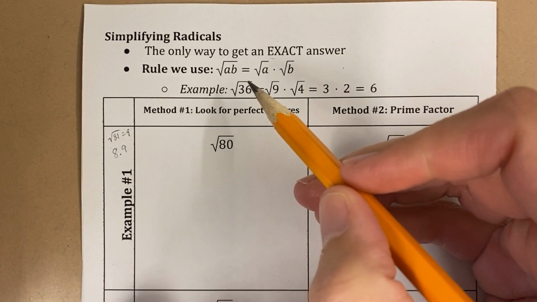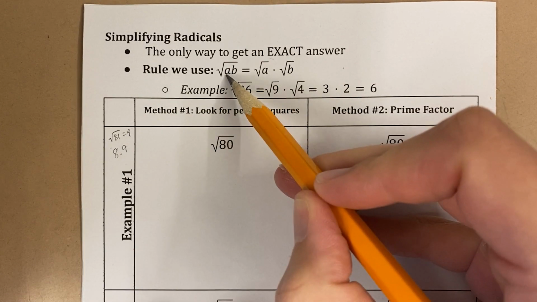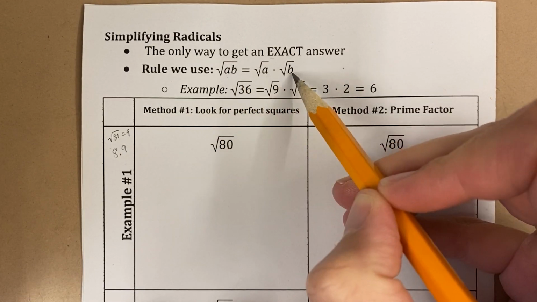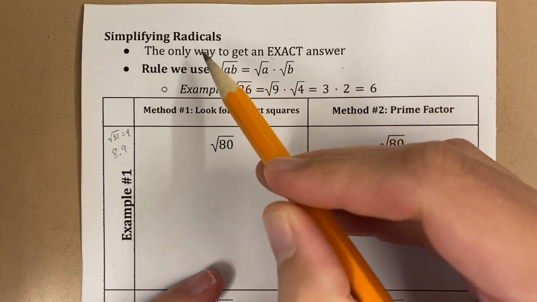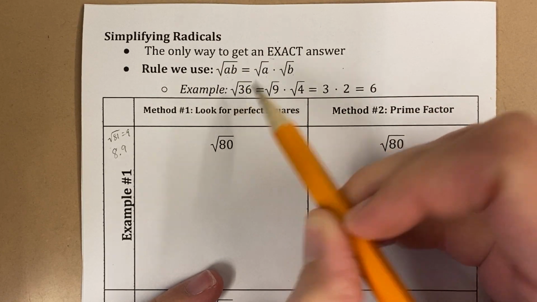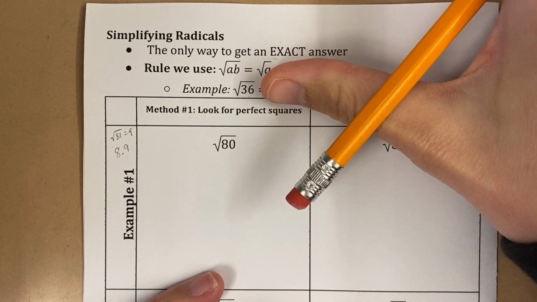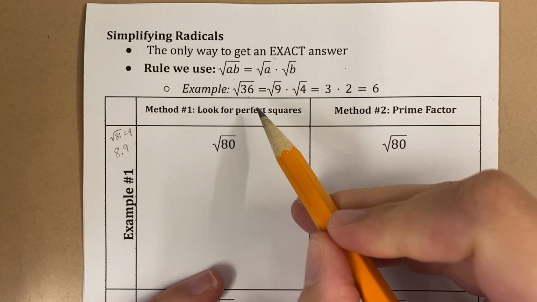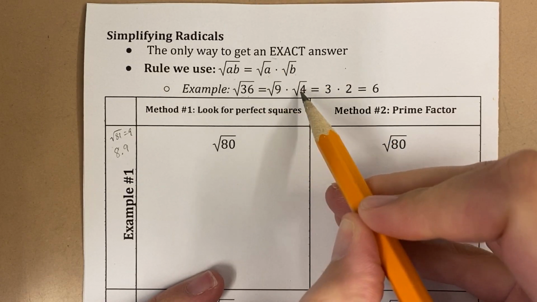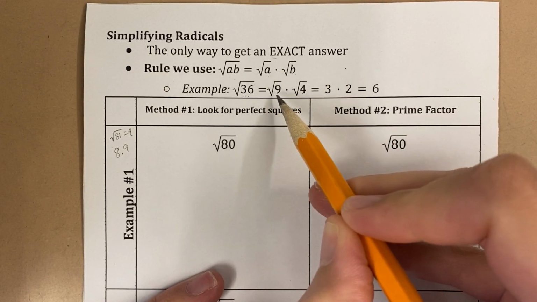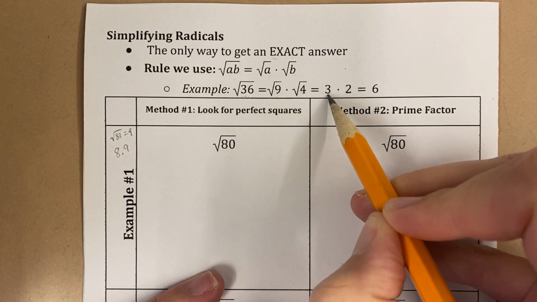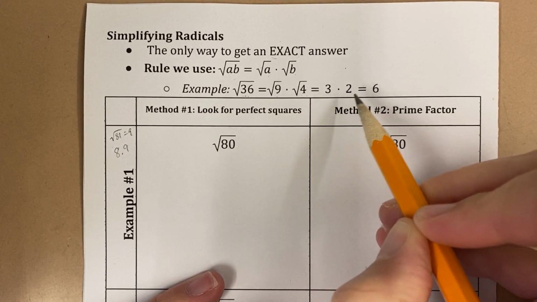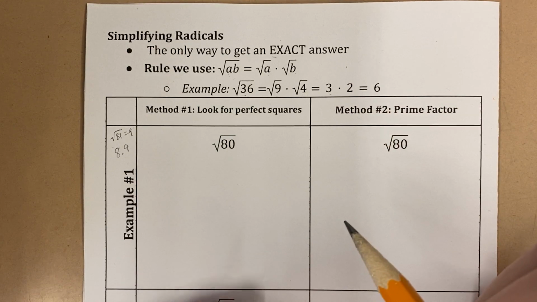Okay, and here's the rule that we use. If I have a number under here, I can break it into its factors. Now look, this is a silly example because we know that the square root of 36 is 6, right? But here's another way of thinking about it. 36 is 9 times 4. So the square root of 36 is equal to the square root of 9 times the square root of 4. The square root of 9 is 3. The square root of 4 is 2. 3 times 2 is 6.